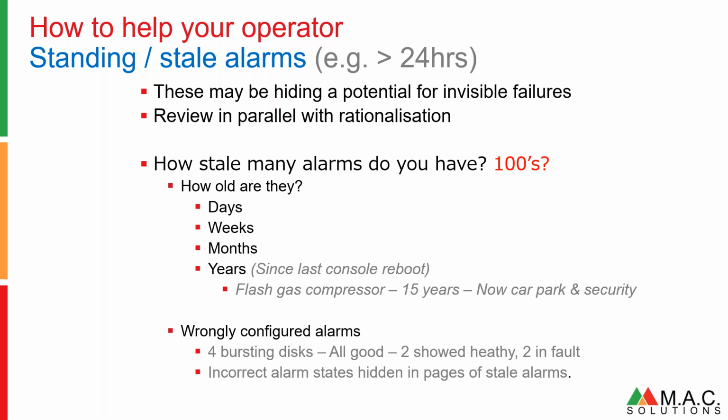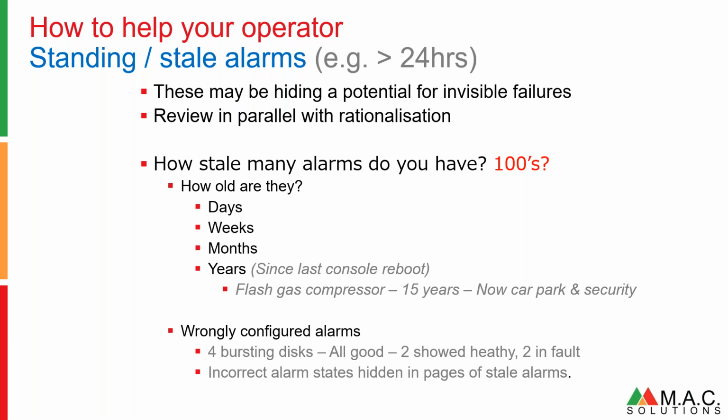Those two are healthy and they're showing grey. Those two are healthy and they're showing red. It actually just needs the input inverting, but nobody ever does anything. Now, I said about the potential for invisible failures in my statement at the top of the screen. These were incorrect alarm states. So you had two bursting discs which showed ruptured in your standing alarm list.